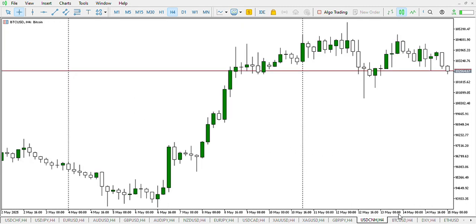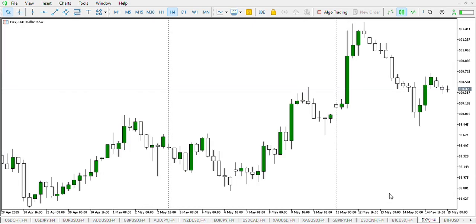On Bitcoin Cash, on BTC USD, we look out for a buy. On DXY, we look out for a buy.